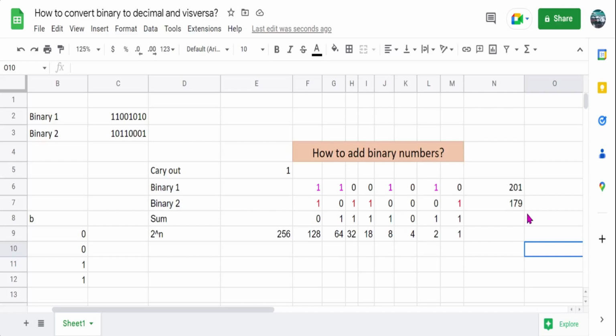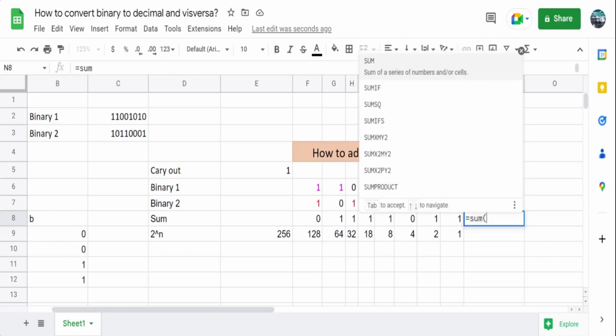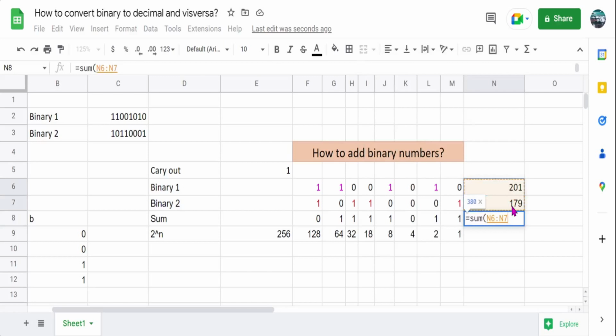The next task is summing up the two values. The value of binary number this plus this is 380. 380 means this value. The carryover will move here. In addition, that means 1 + 0 = 1, 0 + 0 = 0, 1 + 0 = 1, 0 + 1 = 1, 1 + 0 = 1, 1 + 1 = 1, 1 + 1 = 1, 1 + 1 = 0, carry over 1, the carry over will move to here.